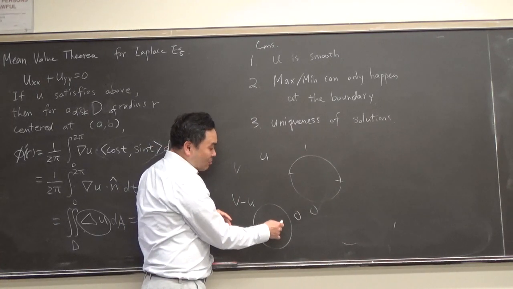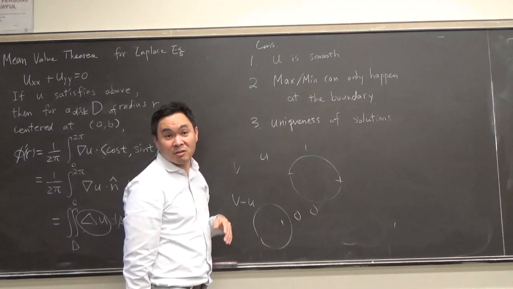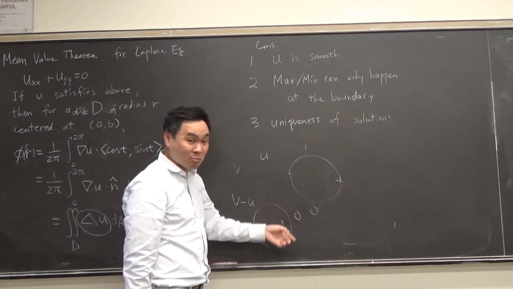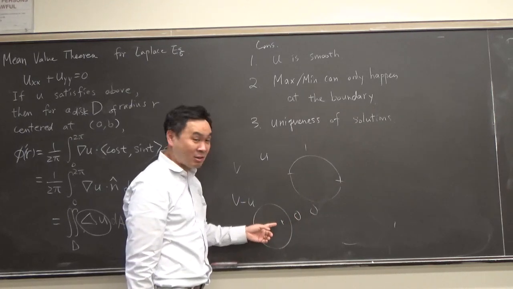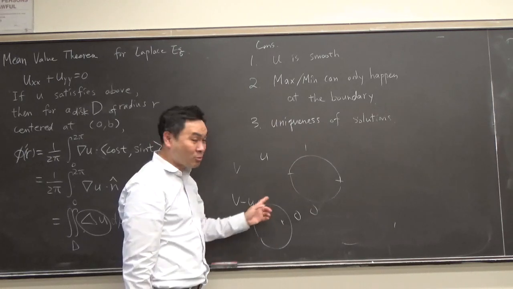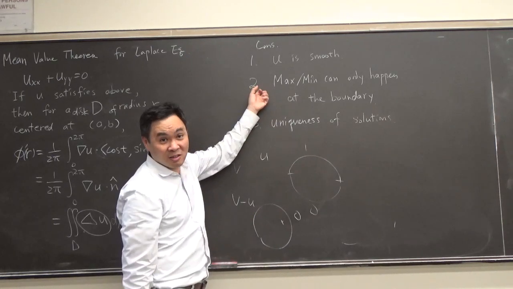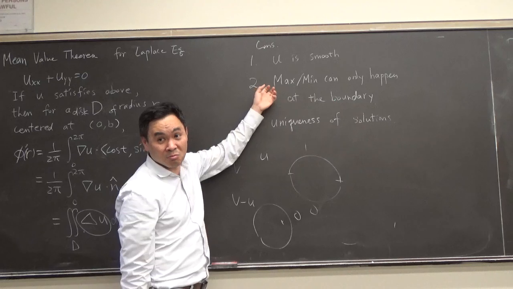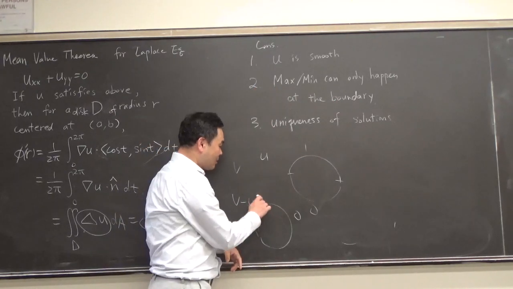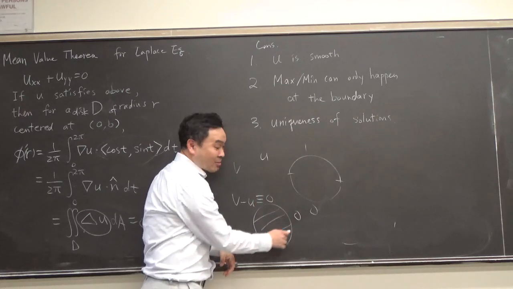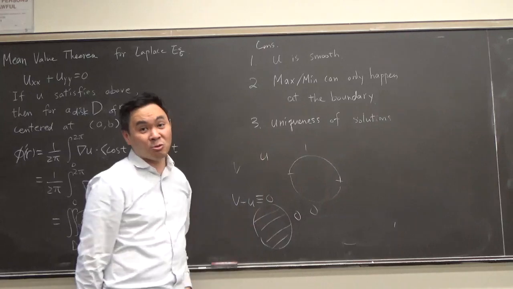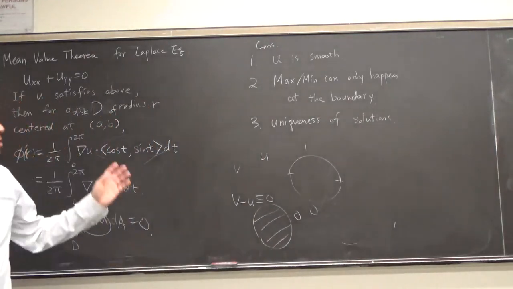If there's a non-zero value inside, what happens? It will either be positive, in which case it will be higher than the endpoint, the boundary, or negative, in which case it will be lower than the boundary. So it violates the number 2, the max min. So the only choice that v minus u would be is that it has to be 0 for entire inside. Okay? And that basically says that the solution must be unique. So these are the consequences.